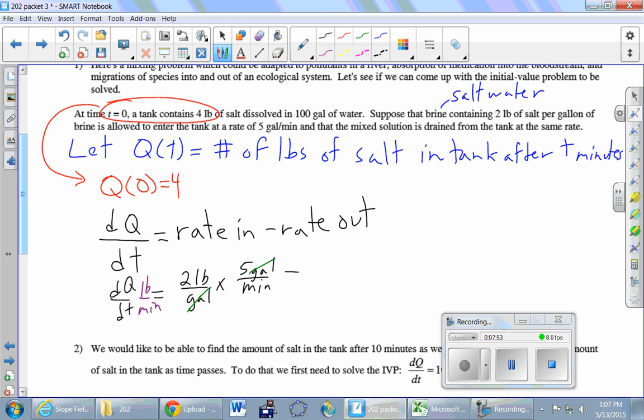Minus. Now we need the rate at which the salt is leaving the tank. It's coming in at a constant 10 pounds per minute. I'm going to write the units, and that should help me fill in the fractions. So it's a pounds per gallon, just like it was before. Pounds per gallon times some number of gallons per minute. So I've got 4 blanks that we have to fill in here.